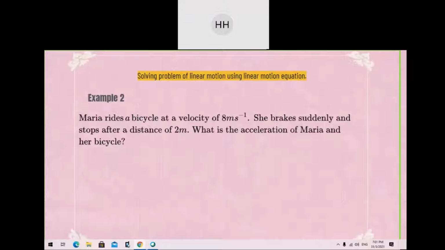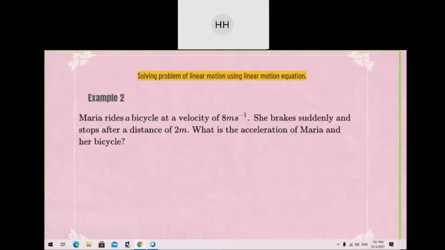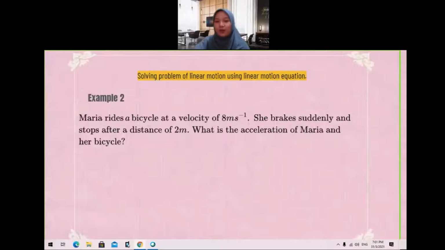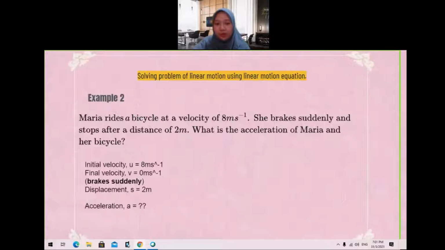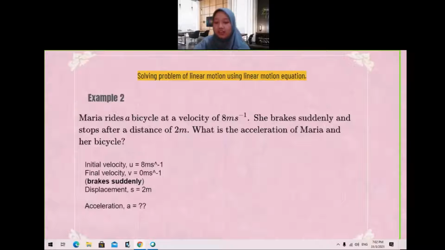Yes, teacher, only two numbers. Okay, only two numbers. And then we need to identify the formula, the words of velocity, time, acceleration, and something else. Can you see here that I have highlighted the initial velocity? It is 8 meter per second because he said he rides the bicycle, right? And the final velocity, how do I get 0 meter per second? When he said he brakes suddenly, that means he stops, and that means the velocity is 0 meter per second. Do you understand?